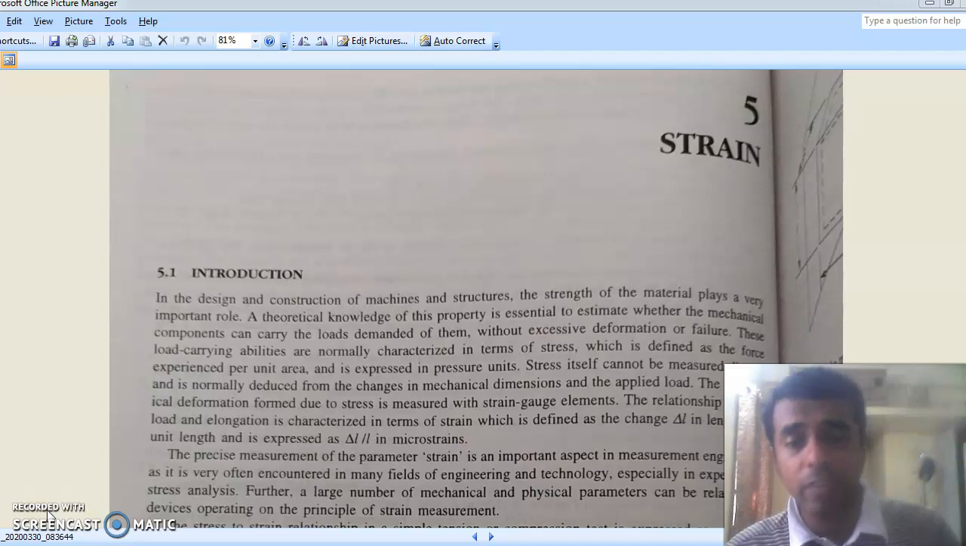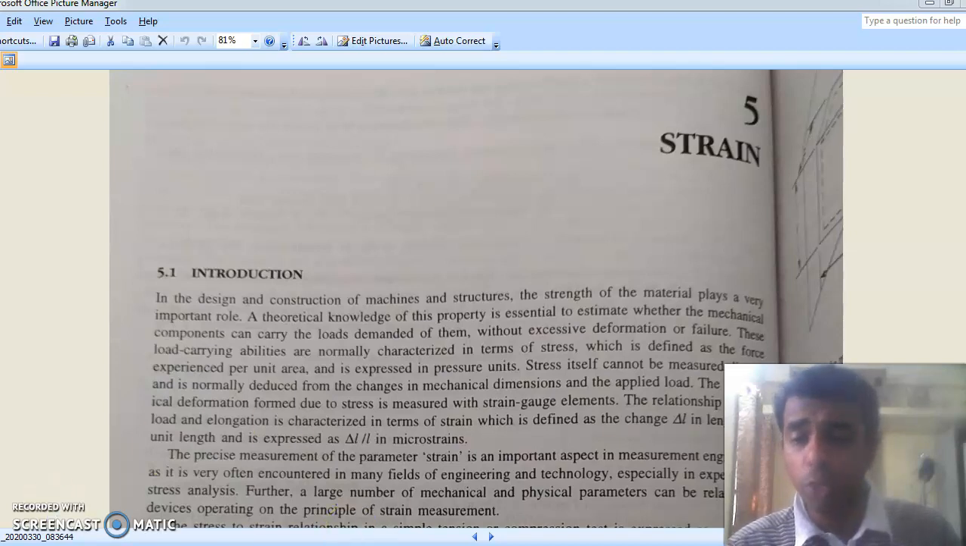Stress itself cannot be directly found. We cannot find stress directly. We can actually find the deformations, the elongation or compression, and that is known as strain. So strain is a deformation, that is elongation or compression, caused by stress. So stress can be indirectly evaluated from strain. That is how these transducers got the name strain gauges.